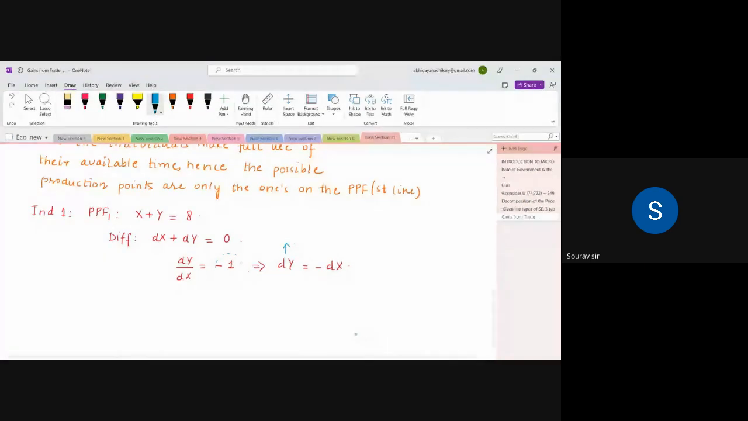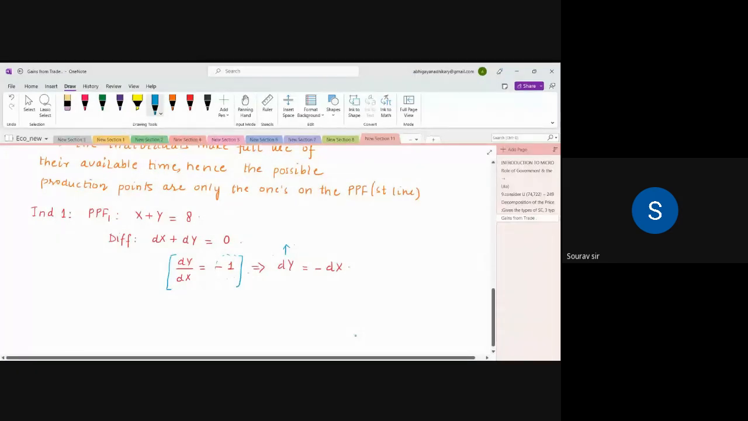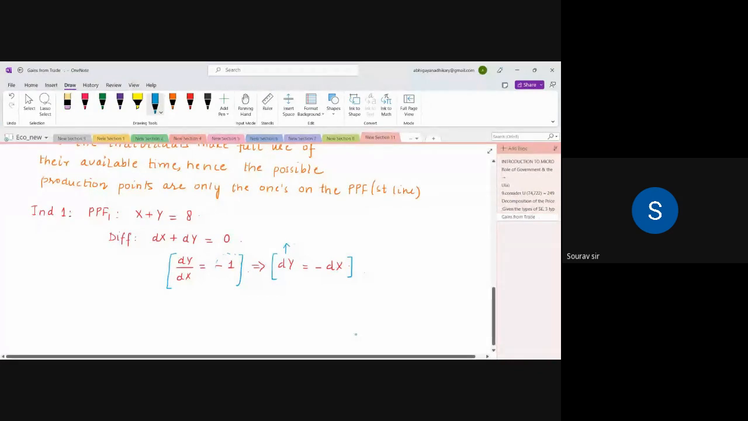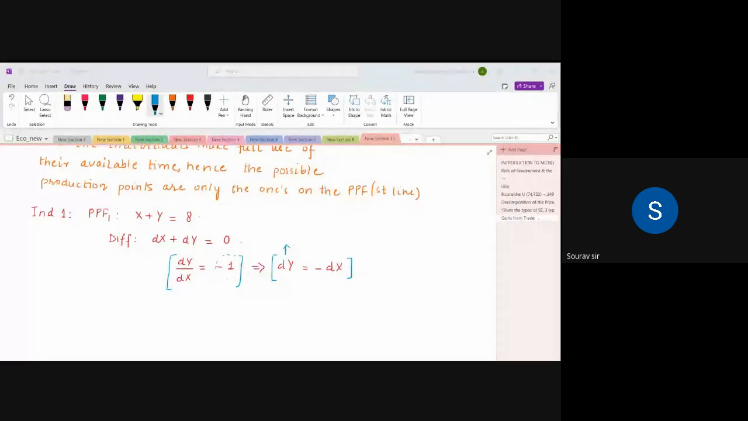Let me repeat it once more. dy by dx equals -1, or dy equals minus dx. What does it mean? If you wish to increase your production of good y by 1 unit, then you should reduce your production of good x by 1 unit. That means you have to give up the production of 1 unit of x in order to produce an extra unit of y. Right? Can all of you reply with a yes or a no if you understood what I just said?